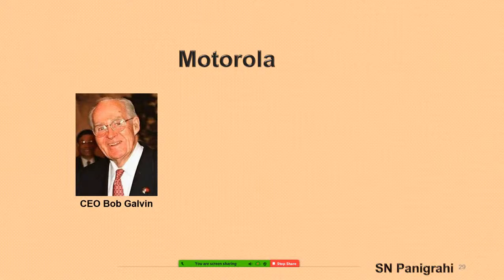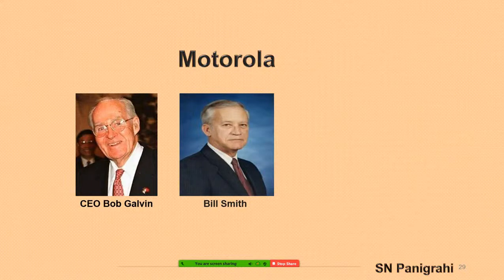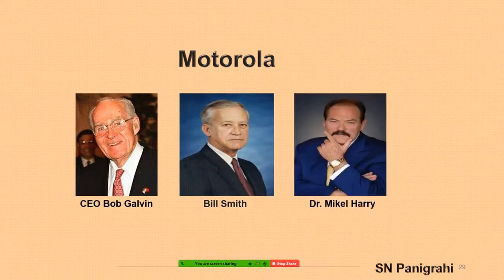At that time, when Bob Galvin was the chairman and CEO of Motorola, he thought of introducing a concept based on statistical modeling to improve quality. As a result, cost reduction was also targeted. Bill Smith, a scientist from Motorola, is generally called the father of Six Sigma. He introduced the concept of Six Sigma.